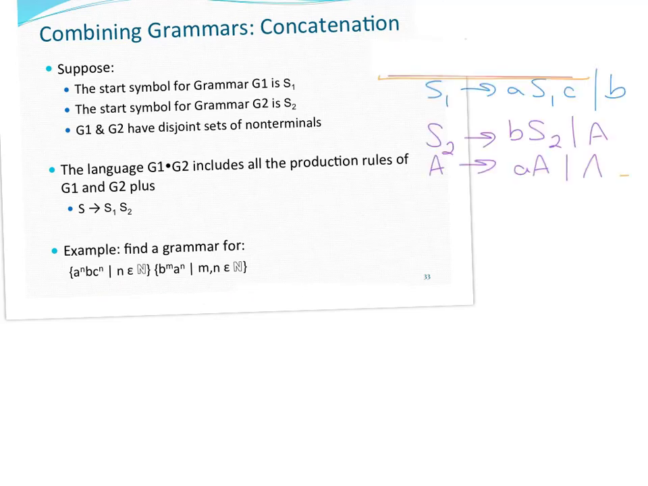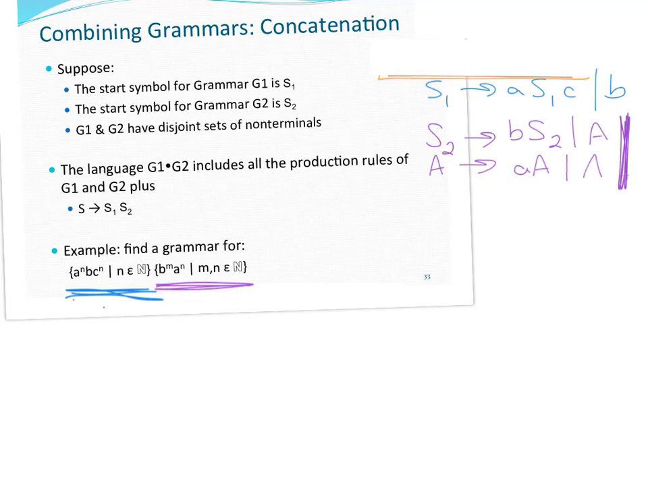So here you go. Here's the grammar from the other slide. In blue, I have the grammar for this first language, and in purple, I have the grammar for the second language. And what I want to do is, instead of having strings that come from either the union, do the concatenation. So I want all my strings to start with A to the N, B, C to the N, and then end with B to the M, A to the N, right?